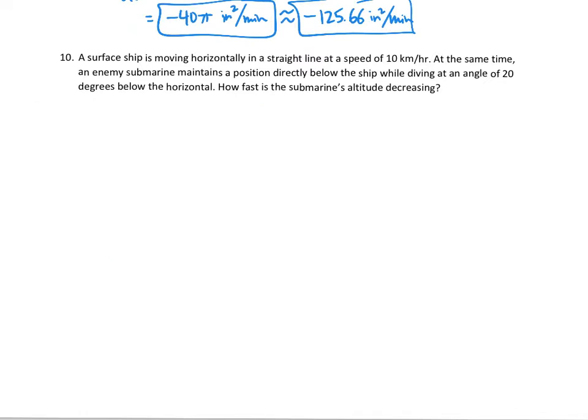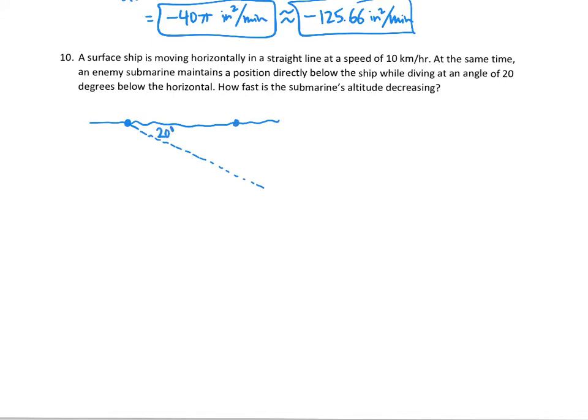Next up, we've got a surface ship moving horizontally in a straight line at a speed of 10 kilometers per hour, and at the same time, an enemy submarine maintains a position directly below the ship while diving at an angle of 20 degrees below the horizontal. How fast is the submarine's altitude decreasing? So here's the surface, where the surface ship is traveling, and then below that, the submarine is diving at an angle of 20 degrees. So this angle is 20 degrees.